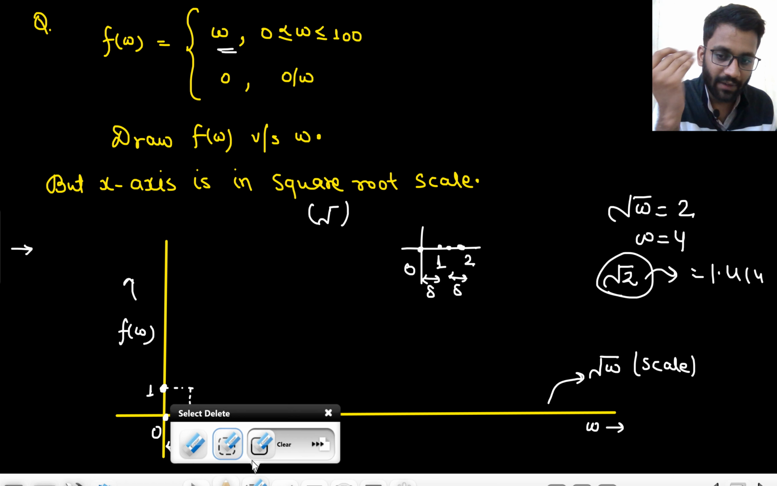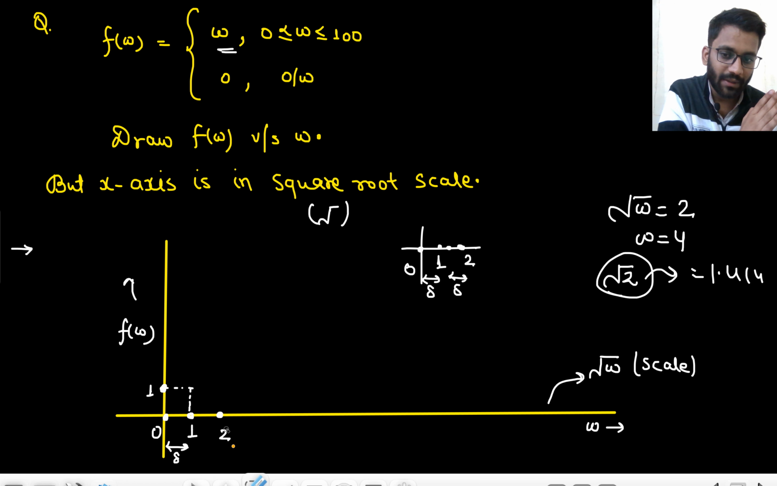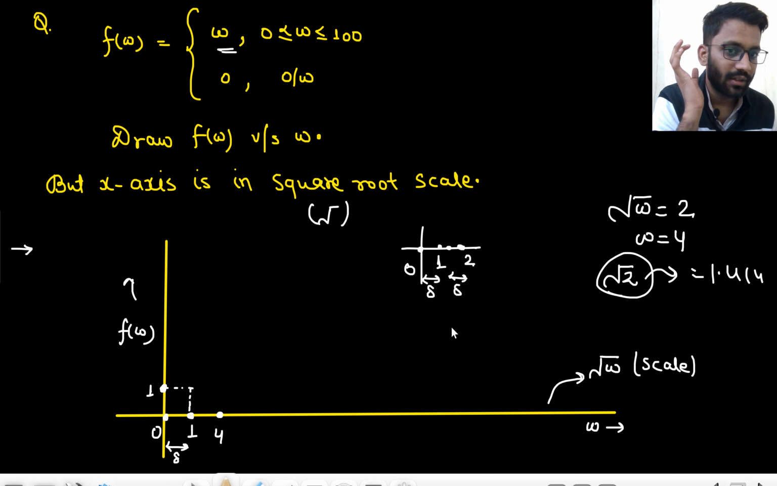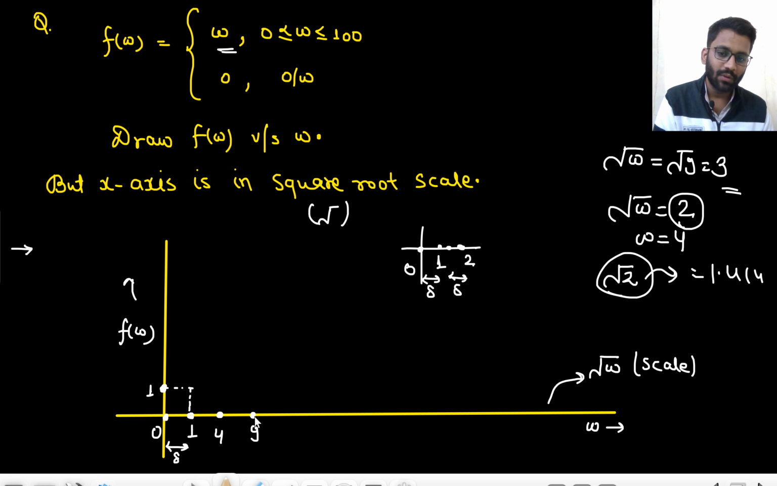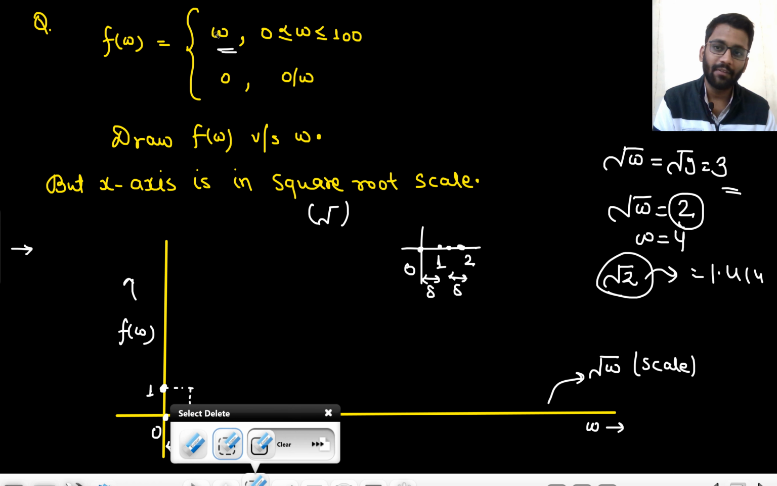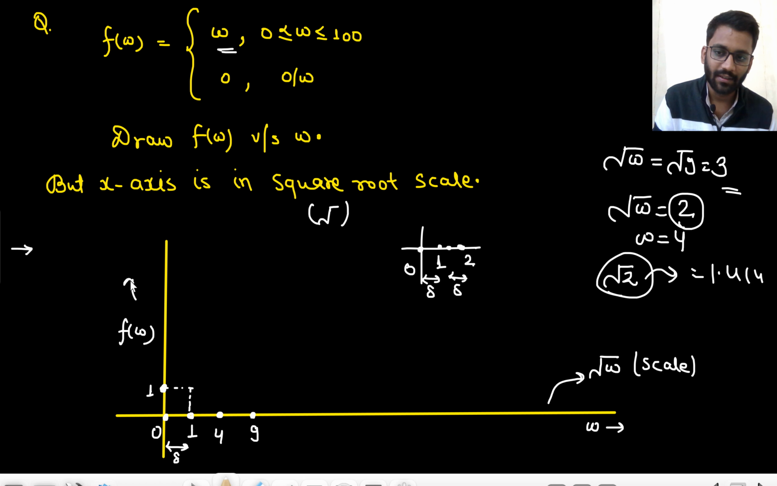Look, I want a linear scale, but I want values like this. Here, I am putting omega equals 4. That means the axis will think we are having 2 here. The next value I will put is omega equals 9, because the axis will think I am having 3. Although at omega equals 9 you will be having 9 only, f of omega is not affected. This axis is unaffected.